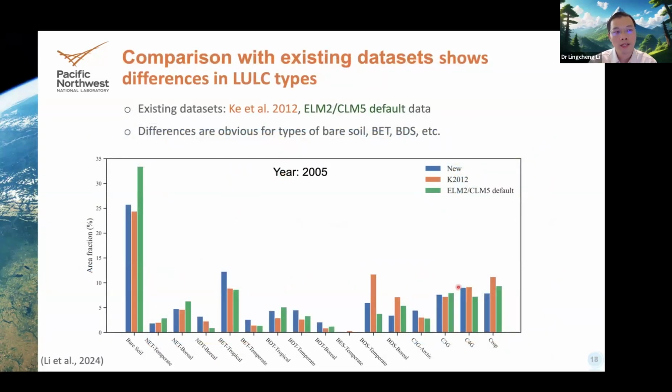Next, I will show some comparisons between the new data and the existing commonly used data. There are 2 existing datasets. One is from the Lawrence 2012 study. Another is the CESM or CLM5 default dataset. This figure shows the land cover comparison of area fractions, and you can see there are clear differences, especially for bare soil. You will see the 3 different datasets have different ranges, and also for broadleaf evergreen trees and shrub types.